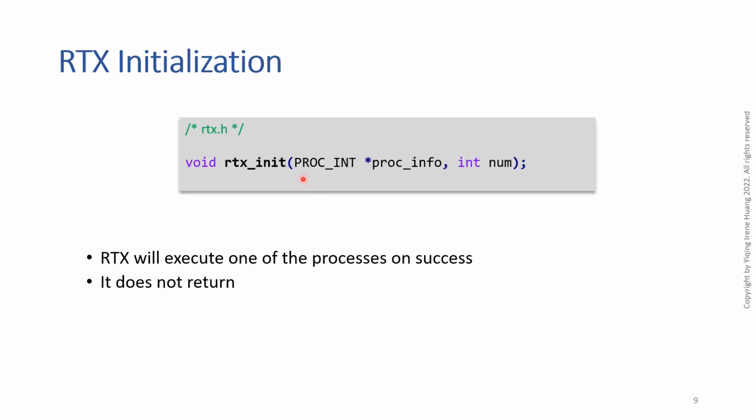The process initialization table gets passed in as one of the arguments to the RTX init function, and the number of elements inside this table is the second argument. Once this function finishes, it will execute one of the processes inside this table. Which process is decided by the priority: whoever has the highest priority will be chosen to run as the first process. This function does not return.